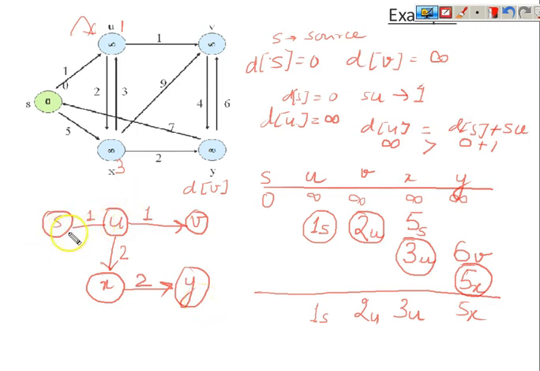So S to u is 1 distance, S to v is 2 distance, S to x is 3, and S to y is 5. This is what we have summarized as the result. So this is how we can apply the Dijkstra algorithm to find the shortest path. Hope you have understood this algorithm.